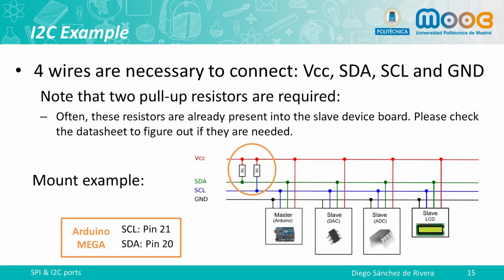We need to mount the 4-wire connection in the I2C protocol. This includes the data line, the clock line, and the power. Note that 2 pull-up resistors are required. Often, these resistors are already present on the slave device board. Please check the datasheet to figure out if they are needed. As in this example we are using the Arduino Mega board, the lines are located at pins 20 and 21.